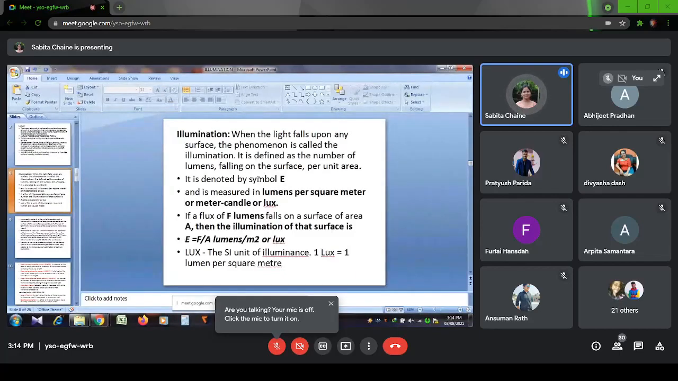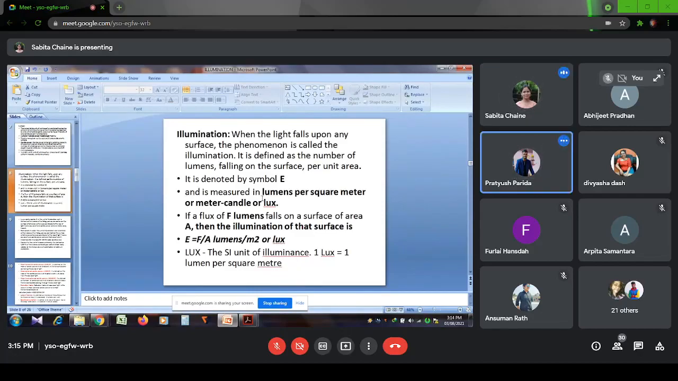Now the different notations are E, F, and I. E is the illumination, F is the luminous flux, and I is, what is I? Luminous intensity. Okay, very good. So you know the terms E, F, I. The unit of E is lux, the unit of F is lumen, and the unit of I is candela. All of you clear?